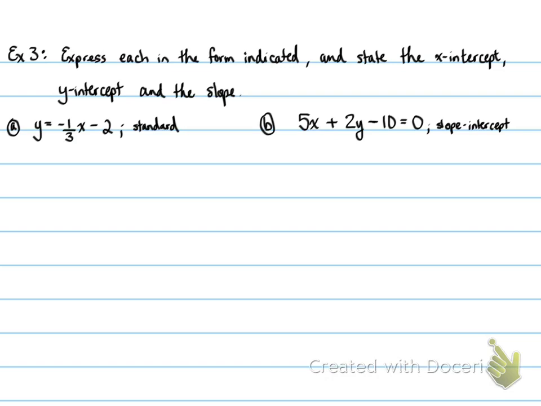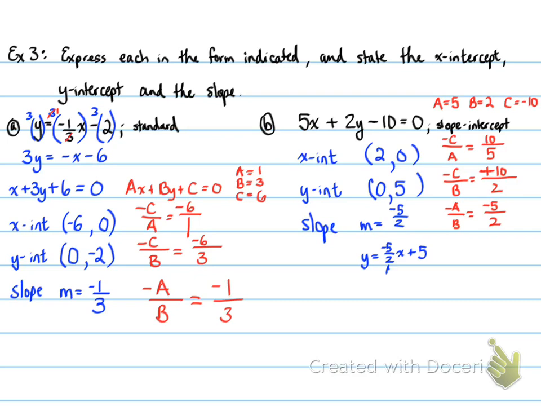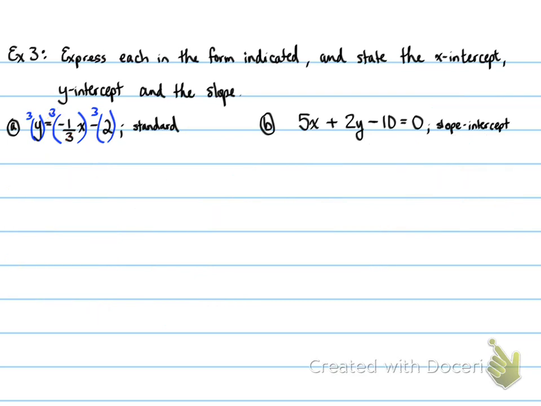Okay, let's look at the first one. We have to convert the first one to standard form. That means there can't be any fractions or decimals. How do we do that? Well, we multiply each term by the lowest common denominator. That is, we're multiplying everything by 3. So we have 3y is equal to negative x minus 6.